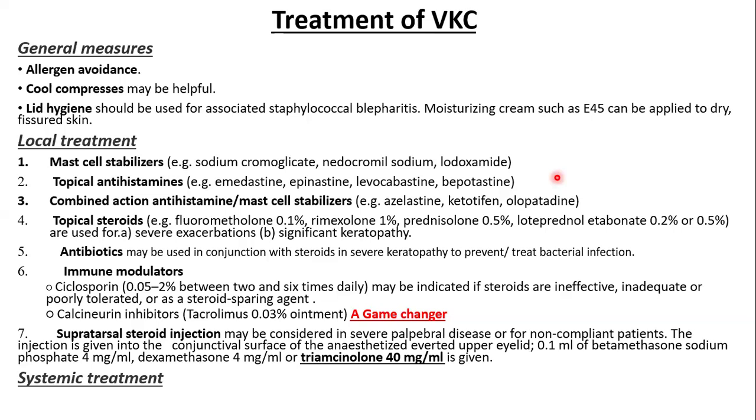Okay. So then we have systemic treatment that can be used as well, like oral antihistamines. In some patients, if the patient is having systemic allergy, then one of the approaches is to refer the patient to an immunologist or physician, and he will do all the investigations like IgE and all other inflammatory markers. Then the systemic treatment will also help a lot in controlling the disease in the eye.